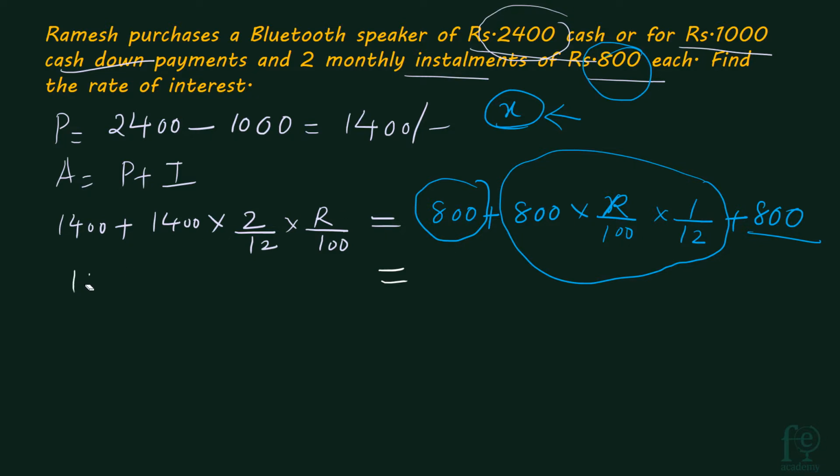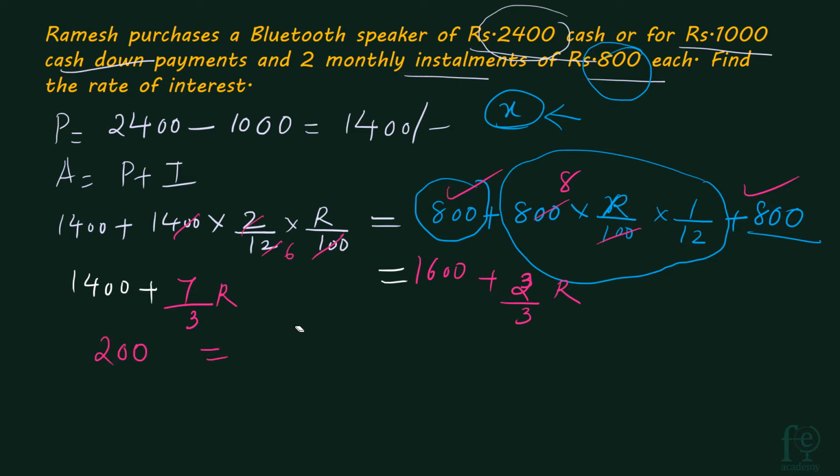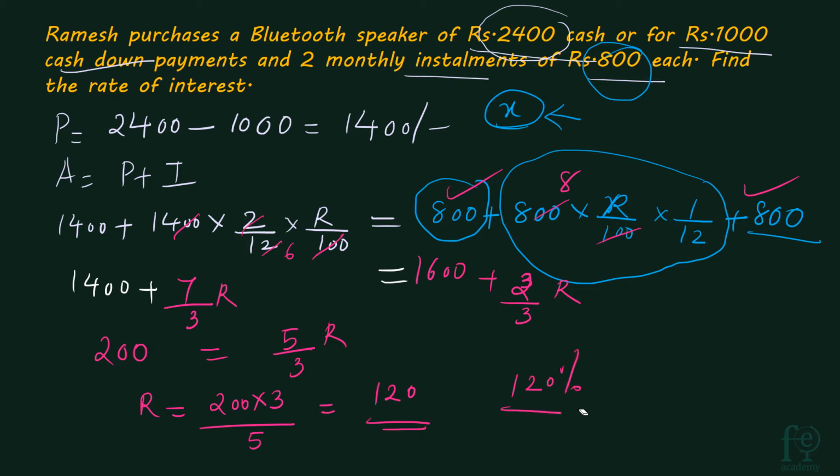So what will you get? 1400 plus 7 by 3 R is equal to 800 plus 800, which gives you 1600 plus 2 by 3 R. So 1600 minus 1400 is equal to 200 is equal to 5 by 3 R. That gives you R is equal to 200 into 3 divided by 5, which gives you 120. So 120% is the rate of interest.